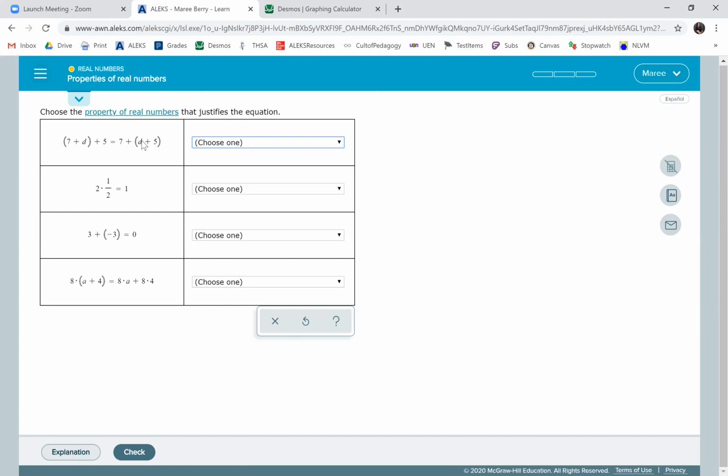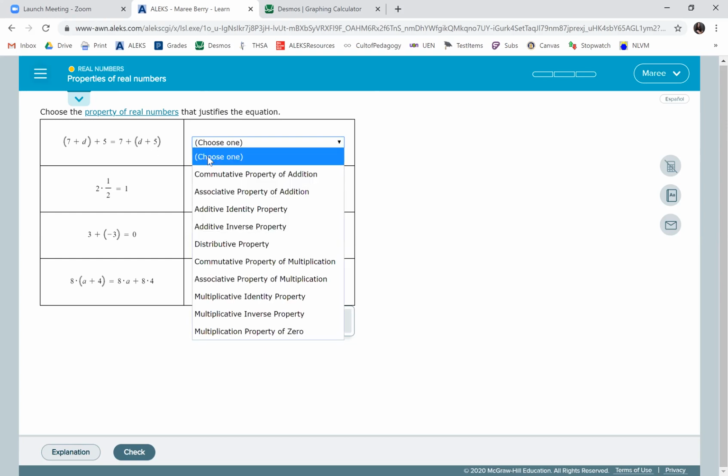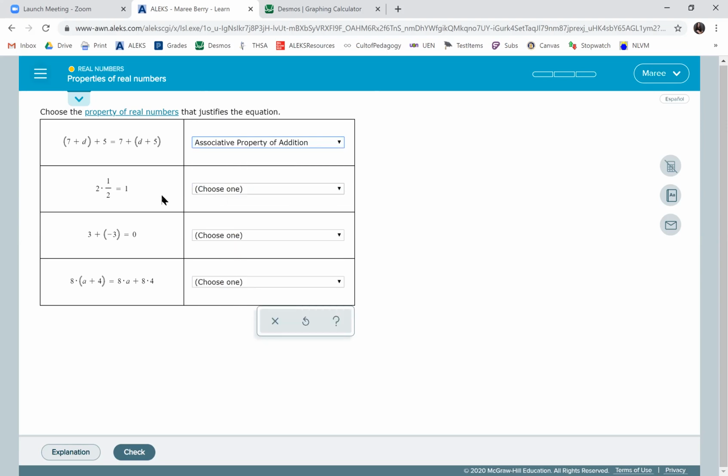Okay, here, the first thing I look at is, did the order change? So we have 7, D, 5, 7, D, 5. The order did not change, so it's not commutative. The parentheses did, so it's associative. And because they're adding, it's going to be of addition.